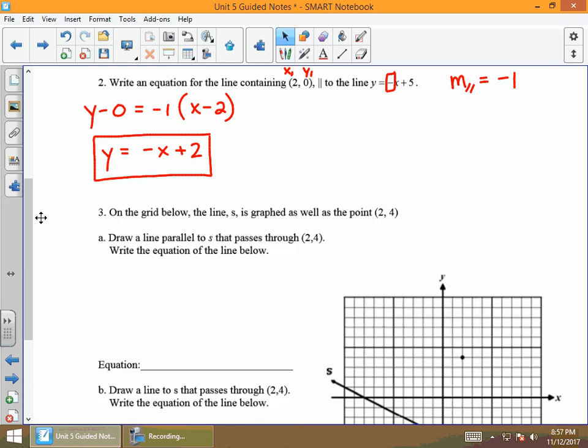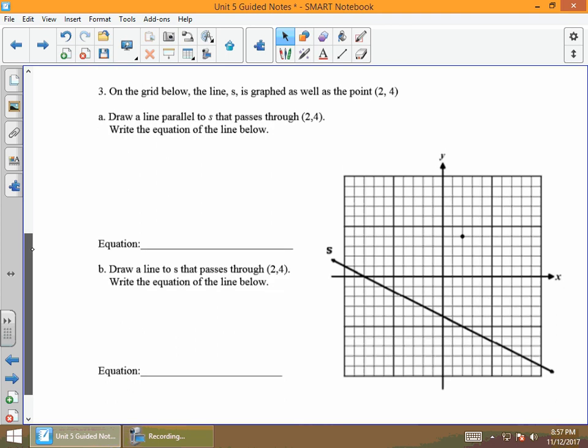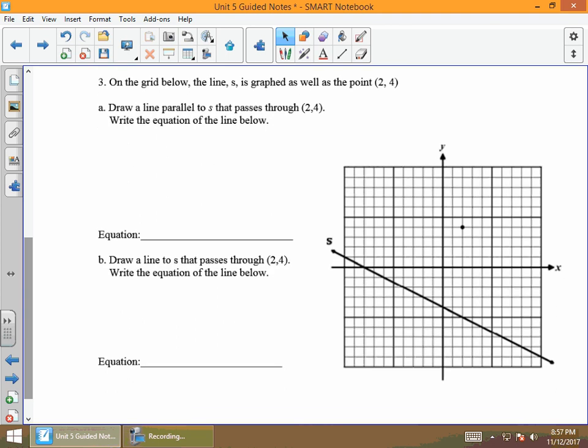All right? I need to find slope, and then I need to plug my point in. So sometimes you'll see the problem written a little different. Here's problem number 3. It shows you a graph of a line. It says on the grid below, the line S is graphed as well as the point 2, 4.